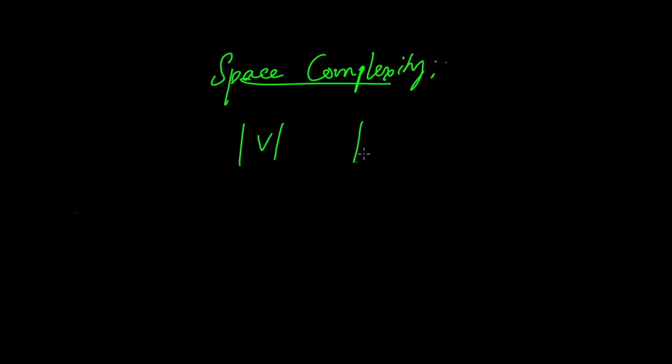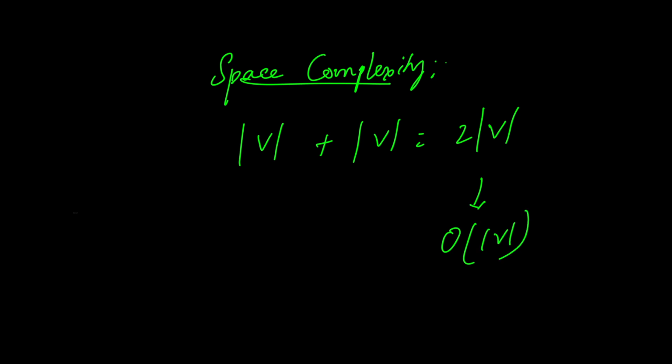And the space complexity: we are taking a visited array of size V and a queue which can at most go up to size V. So we can say that the space complexity is 2V, so it is order of V. So now let's try to optimize this further.